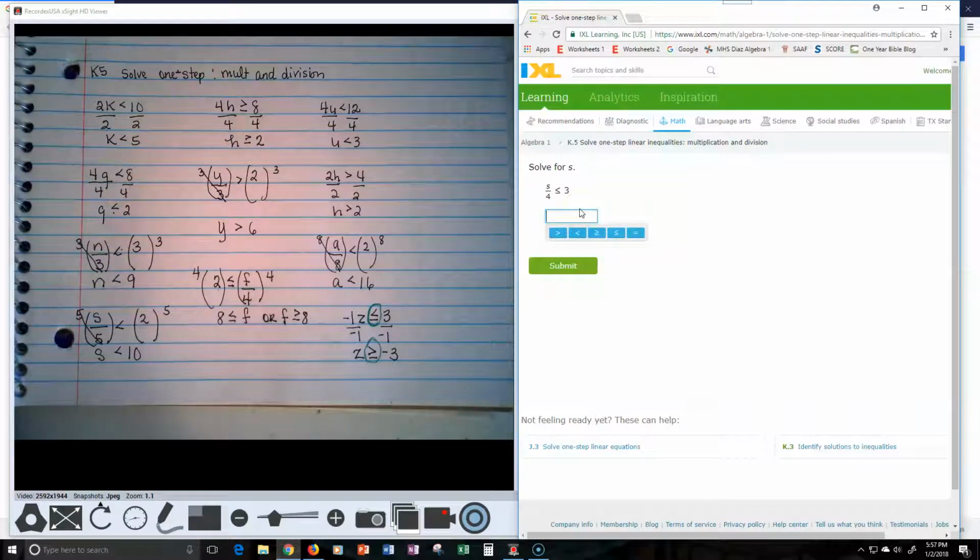All right. I think that's good for now. If you have any questions at all, and remember this rule applies when you're multiplying or dividing, that you have to flip the signs around.